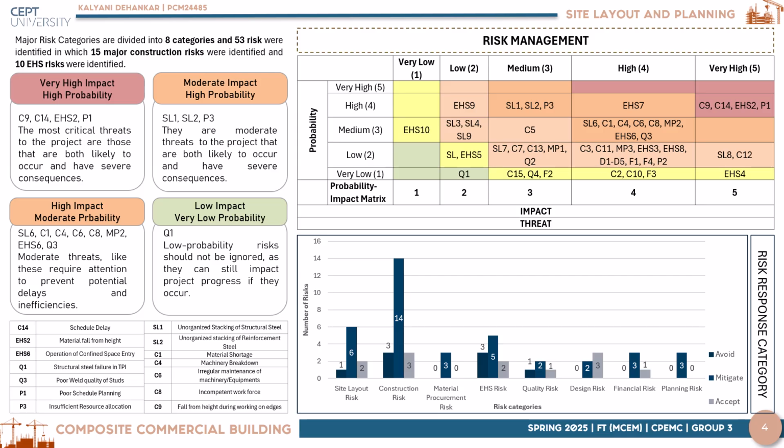From all the risks identified, 20 were identified under construction risk and 10 under EHS risk. The risk matrix is used to prioritize risks based on their likelihood of occurring and the severity of their impact. By using the matrix, we can identify high risk areas, develop mitigation strategies, and monitor risks for future evaluation. The risk response categories, which are avoid, mitigate, and accept, help project managers handle potential risk effectively.